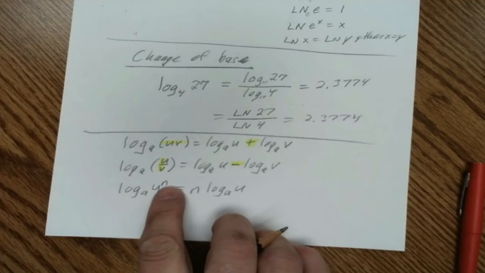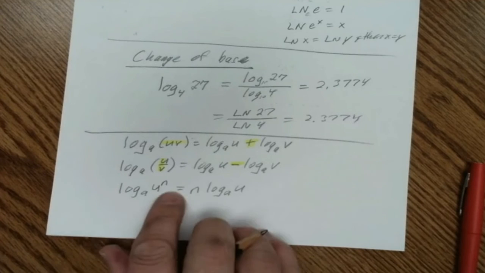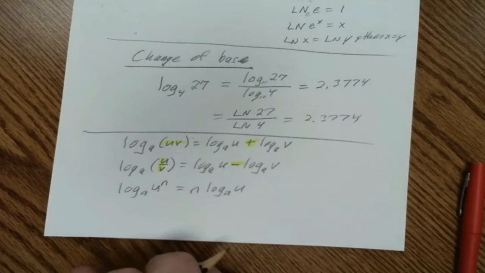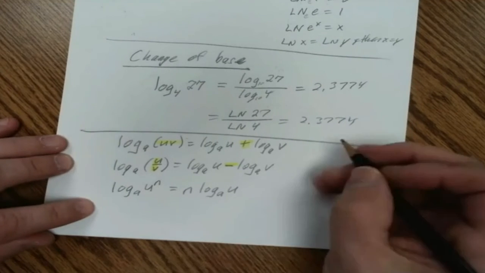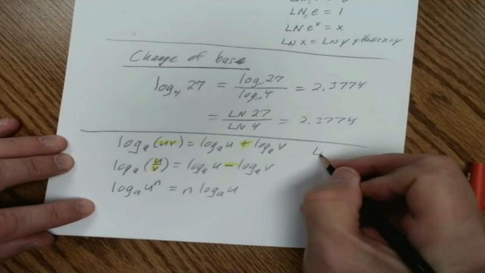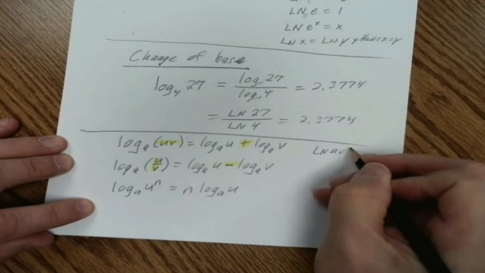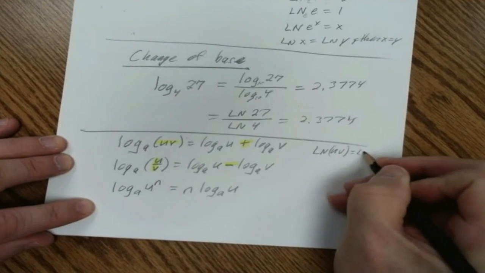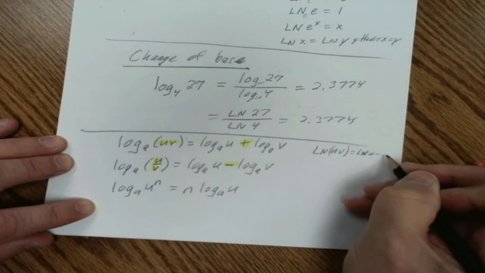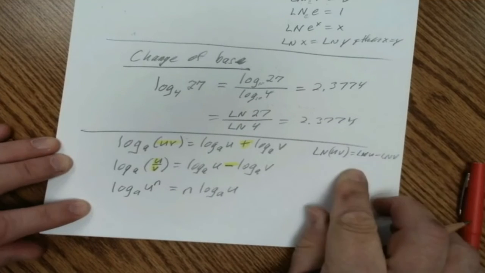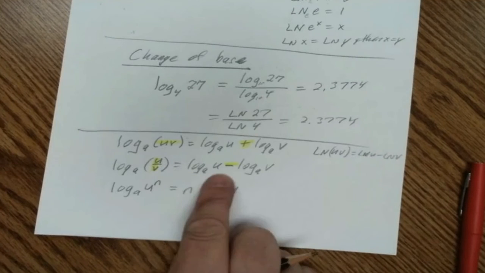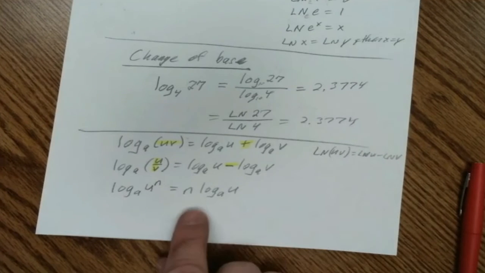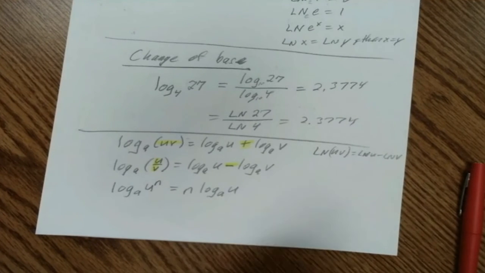So when you have that situation, you can bring that out front and just multiply that by whatever the log of U is, base A. All right, and these work the same if they were natural log. You know, UV would be ln U minus ln V. So I'm not going to write all those again, but same thing. If it was divided, it'd be ln U minus ln V, or n times ln U.